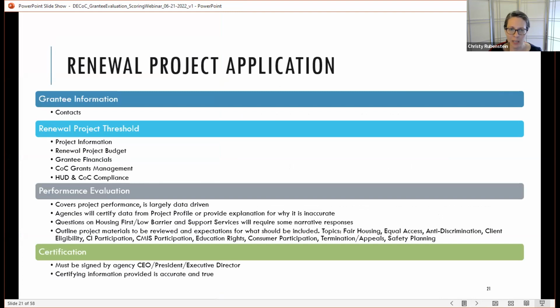The renewal project application has many of the similar sections that it had before.